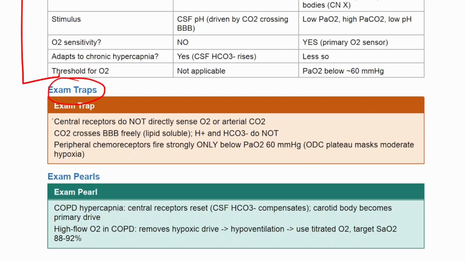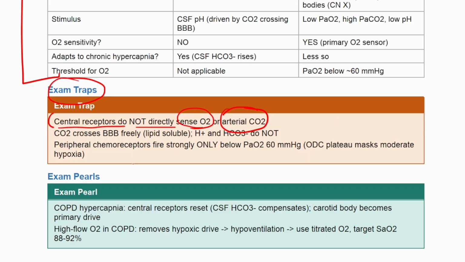And watch out, don't fall prey to these exam traps if you want to protect your score. The first one is the central oxygen sensor illusion. A classic board question will trick you into stating that central chemoreceptors respond to hypoxia. Hypoxia means low oxygen. But the fact is, central chemoreceptors have absolutely no sensitivity to oxygen. That's why it's written that central receptors do not directly sense oxygen or arterial carbon dioxide. They're driven entirely by pH changes in the CSF.